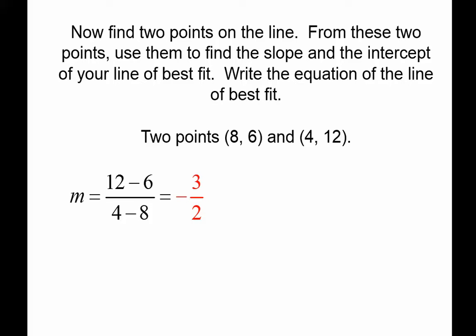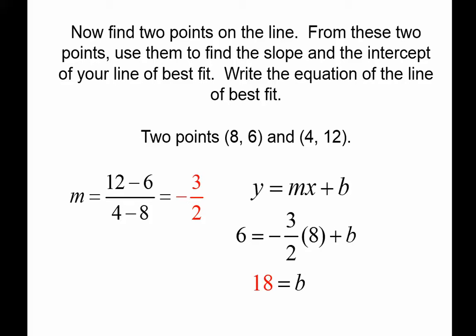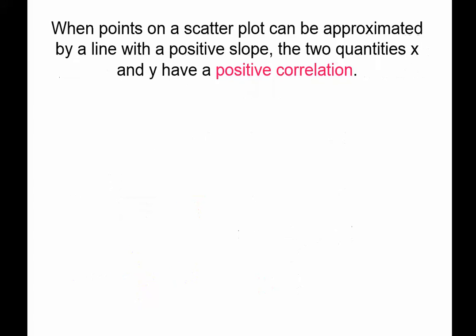Once you know your slope, use your slope and an x value and a y value and plug it into y equals mx plus b. Then you just crunch the numbers, work backwards to figure out what b is. In our case, it was 18. You got both pieces of information, just put them together and you have your equation. So that'll be what you're doing mostly for this assignment. So good job with that.